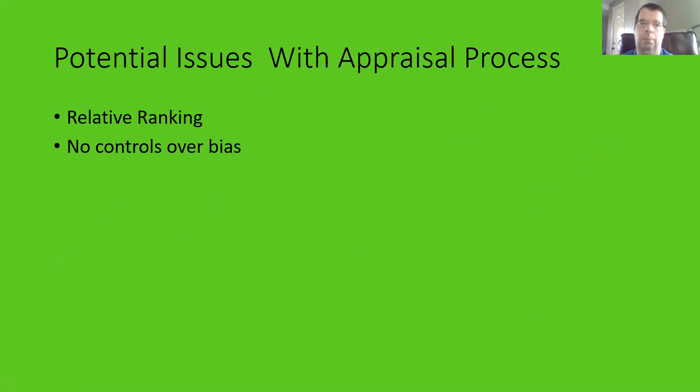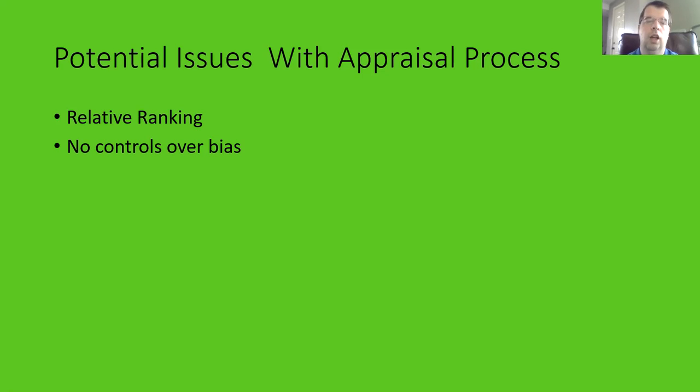So, potential issues with the appraisal process. First off, we have relative ranking. What is relative ranking? Relative ranking is ranking that is based upon opinions or perspectives rather than specific designed criteria, which would be referred to as objective ranking. What would be a good example? Objective ranking would be like taking a test in school. Each question has a right answer or a wrong answer, and based upon whatever percentage of the questions you get right, you get a percentage grade, which is then converted to a letter grade.